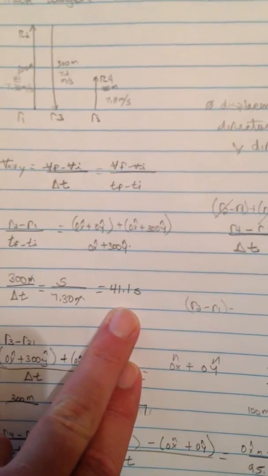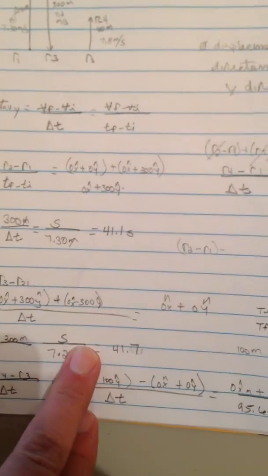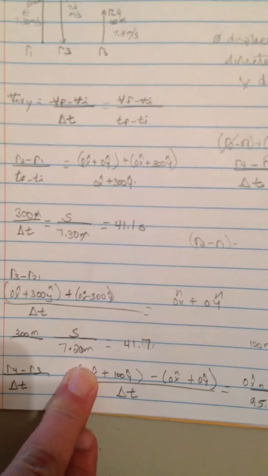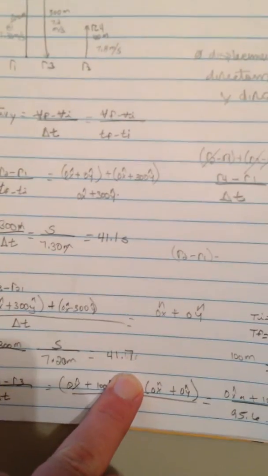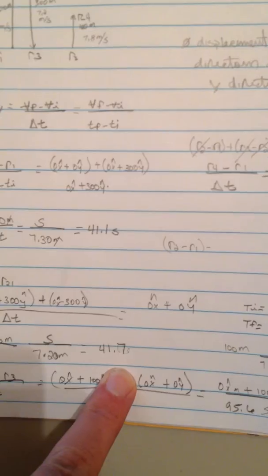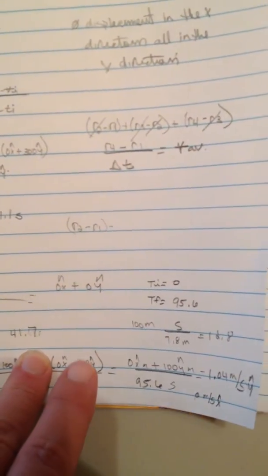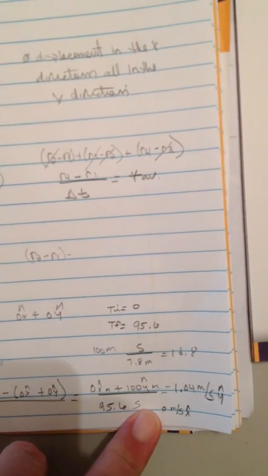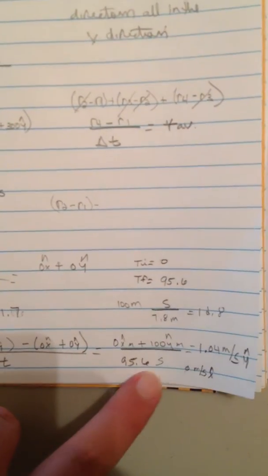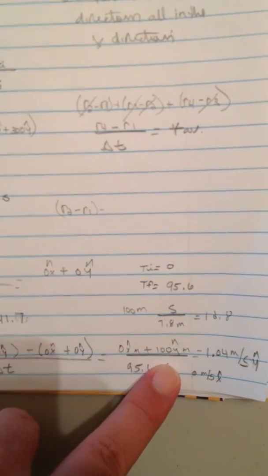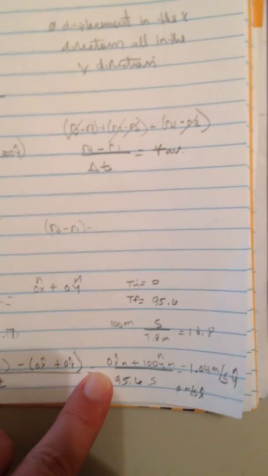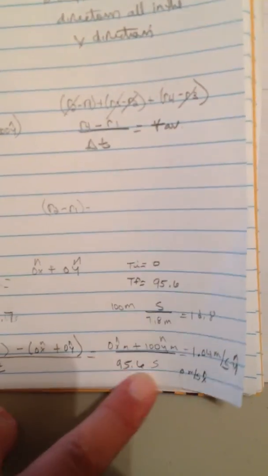The first example, we get 41.1 seconds. Second example, we get 300 meters divided by 7.2 meters per second, which gives you 41.7 seconds. And the final one, we get 12.8 seconds. We add all three of those times up, which comes out to 95.6 seconds, over our total displacement, which is 100 y hat meters and 0 x hat meters.